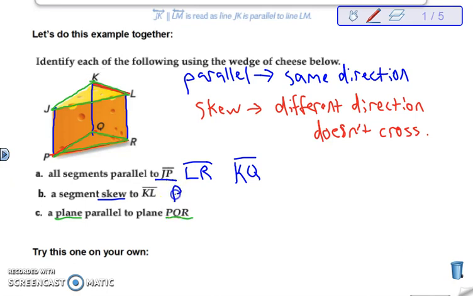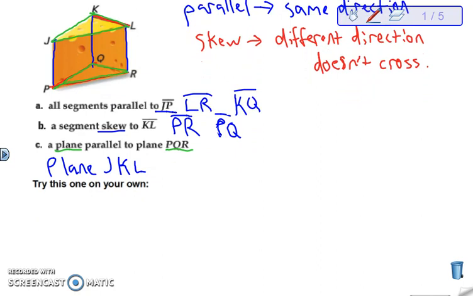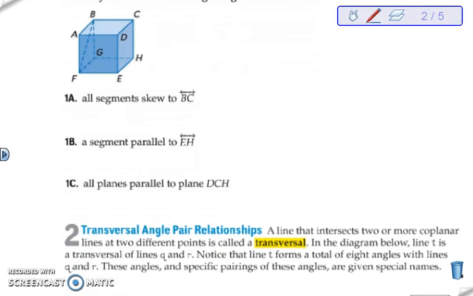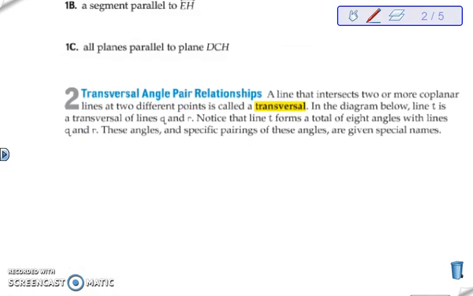It looks like I forgot to write the answer to this one. So again, PR and PQ were our skew lines. For our parallel plane, again, we're going to want to list 3 points because it takes 3 points to define a plane. So we go JKL. All right, so we have another example for you to work on your own. Same thing, go through, find all of your skew and parallel lines, and go from there.